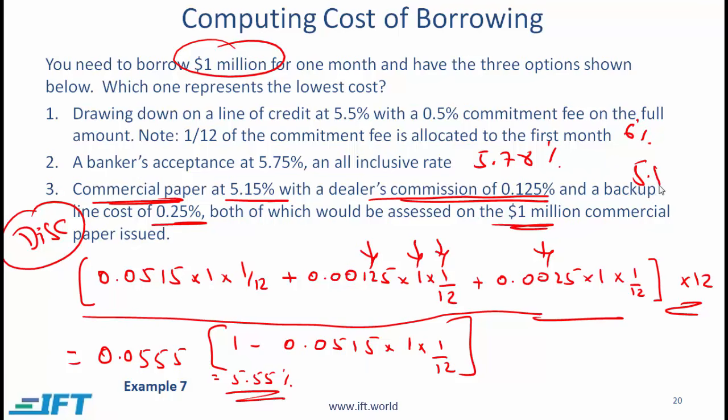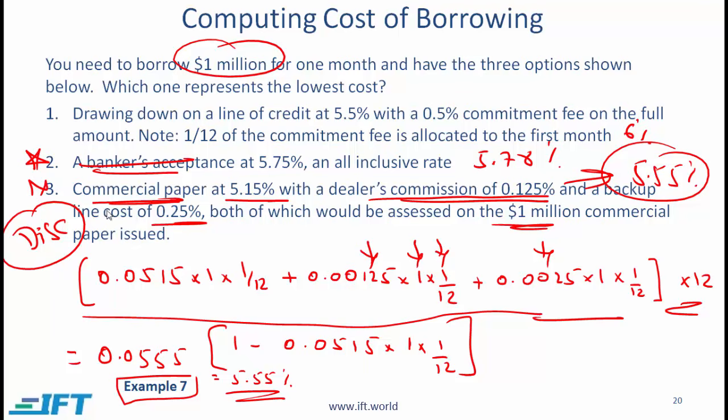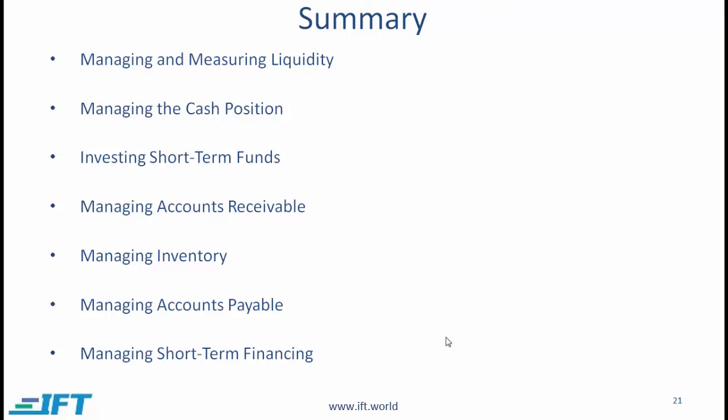5.55%. Now that you have the rate for all three instruments, you can see that the commercial paper seems to be the lowest cost option. As I mentioned before, do example 7, which is exactly the same. The calculations might look tedious, but the concept is straightforward as long as you recognize that instruments 2 and 3, banker's acceptance and commercial paper, are discount instruments. You need to figure out how much you are paying divided by how much you are getting.